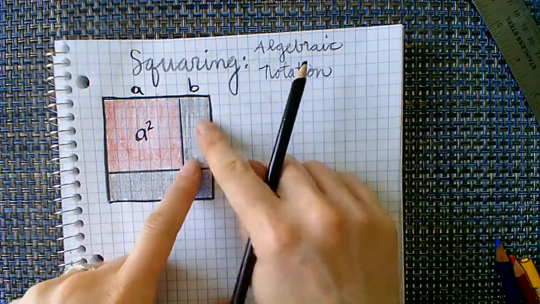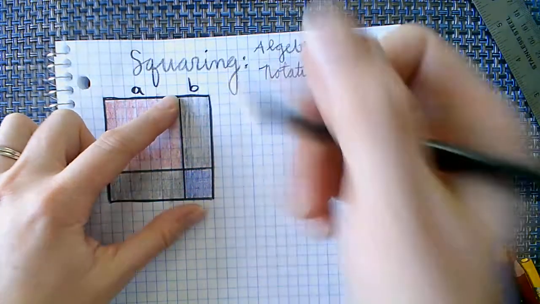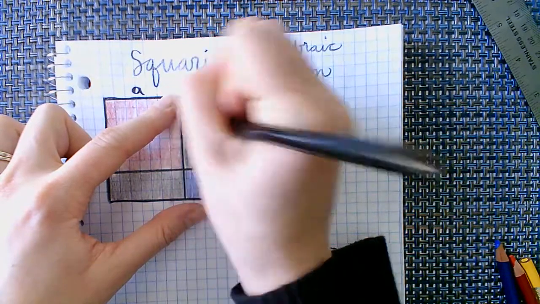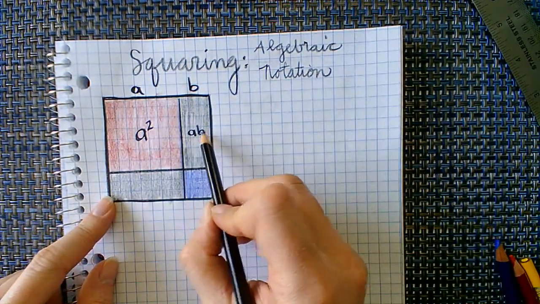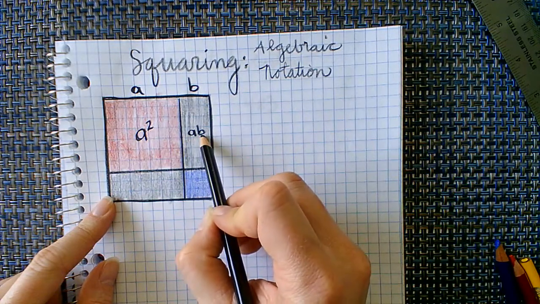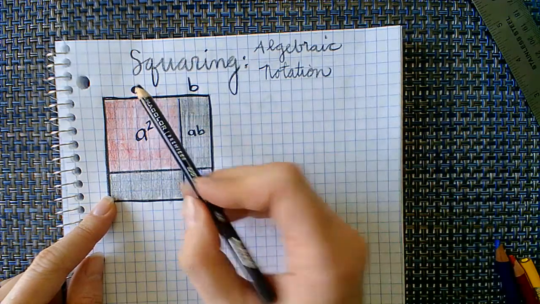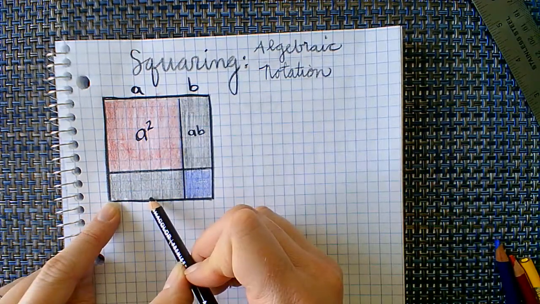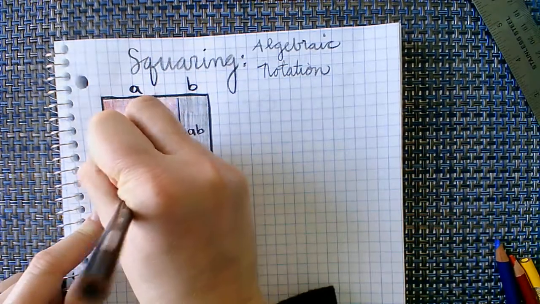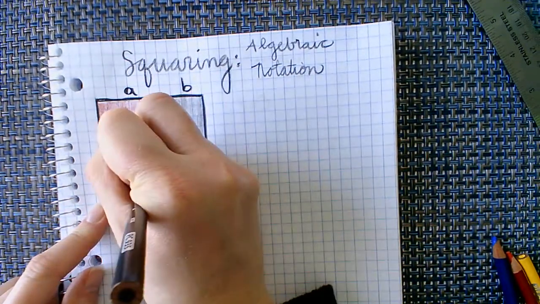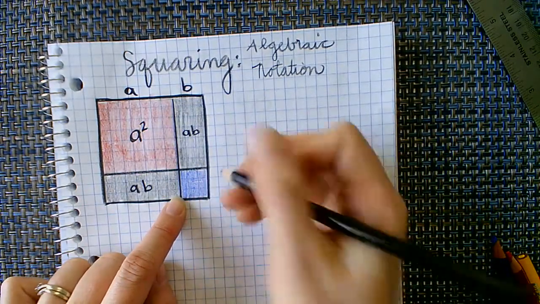Now then, how would I describe this rectangle? Well, it's A times B, which I could just write the letters next to each other. When the two letters are next to each other in algebra, that means that you multiply them together. Then when we look at this rectangle here, I know that it's A times B. And then here I have B times B, or B squared.